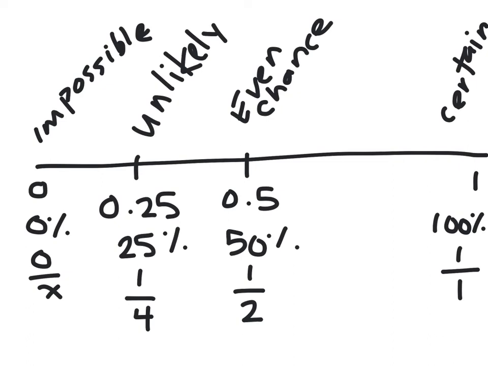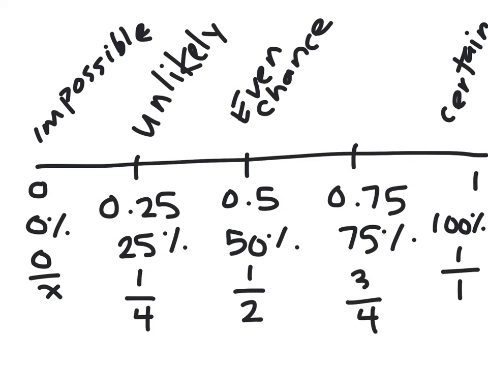And then lastly, over here, you can probably guess what I'm going to put in between 0.5 and 1, maybe 0.75. That's like a 75% chance of something happening. We would maybe call that 3/4. And here we would say that something that has a 75% chance of happening would be likely.